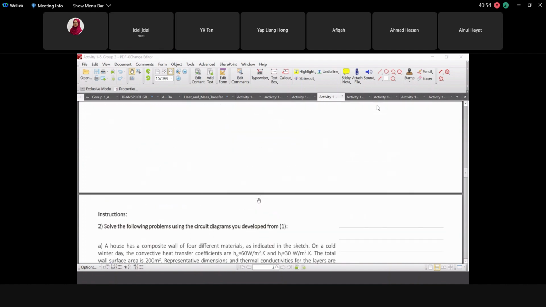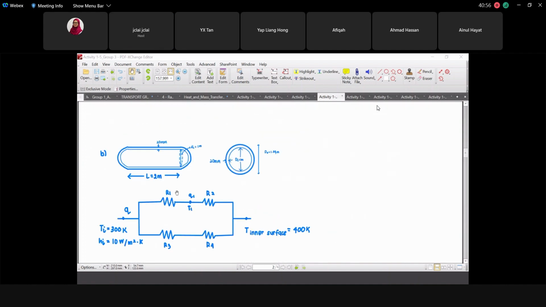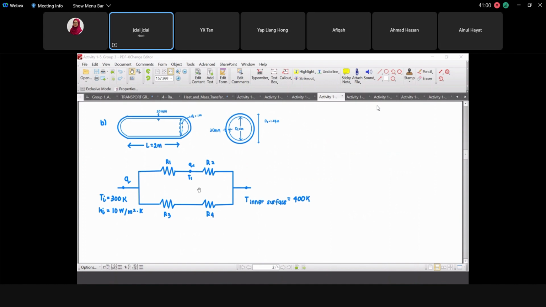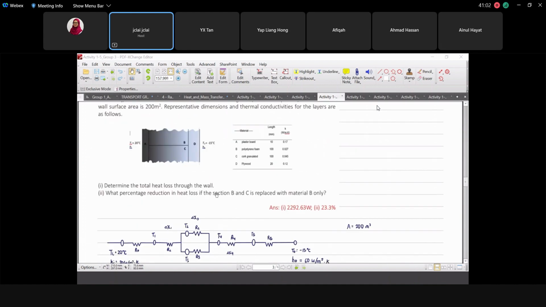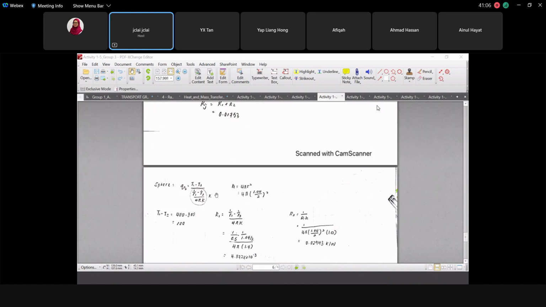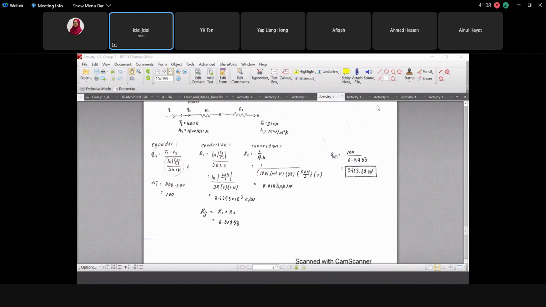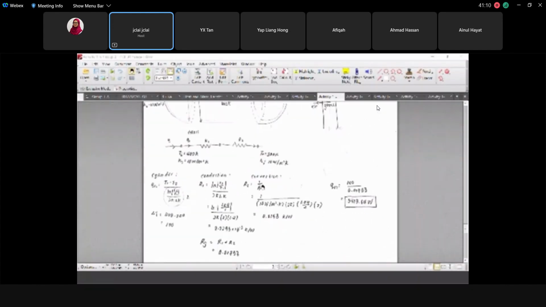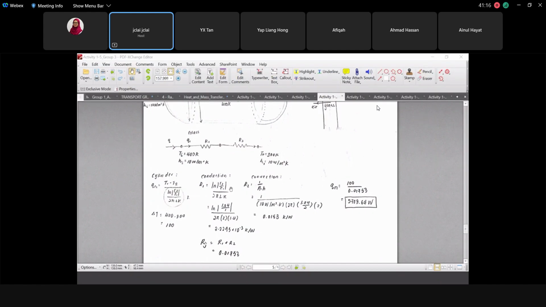Okay, then my comment is, you see part B. So this is the circuit diagram you constructed. But when you solve it numerically, I see your solution is not based on the circuit diagram you constructed. Group 3, can I have someone to answer this question? Group 3.